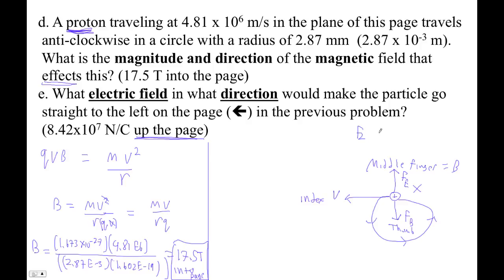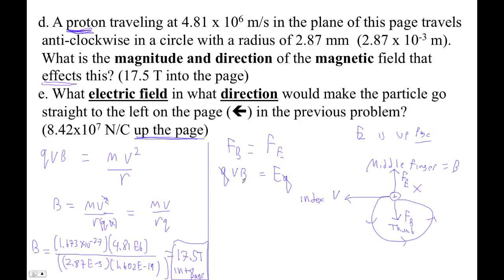Because the force has to be up the page, right? And then to figure out the magnitude of the electric field, you just set the magnetic force equal to the electric force, right? Remember, the magnetic force is QVB, and the electric force is what is it? It's EQ, right? Okay. The charge does cancel, and by golly, the electric field is the velocity times the magnetic field, right?